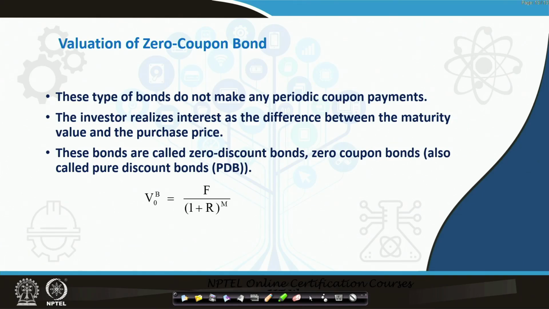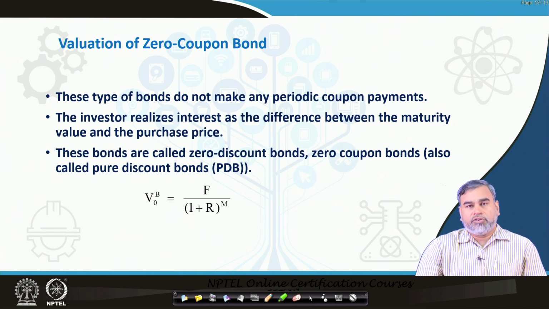Let us see, as I already told you, there are certain bonds which do not pay any periodic coupon payments, because there is a purchase price and a maturity value, and we receive no payments in between. For that bond, how can the value be calculated? The investor realizes the interest as the difference between the maturity value and the purchase price. These are zero coupon bonds, because there is nothing to be discounted in between, and they are also called pure discount bonds.